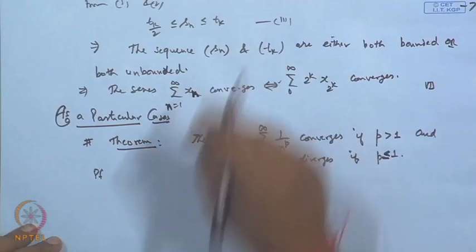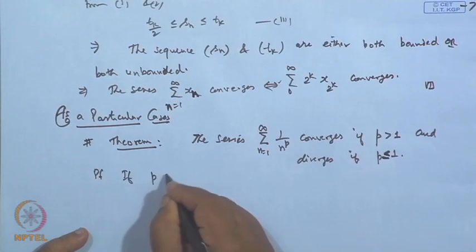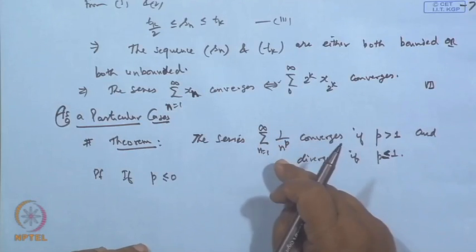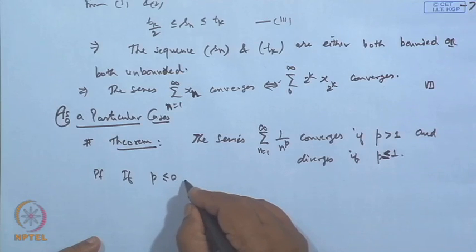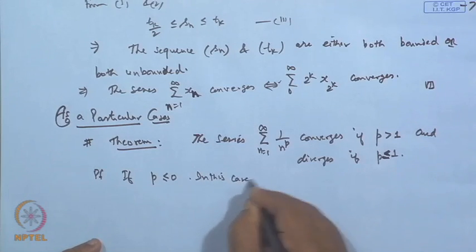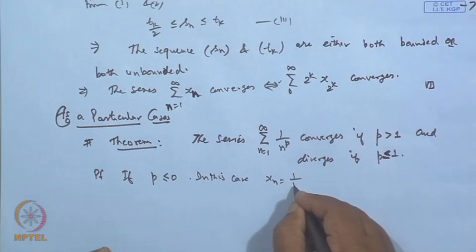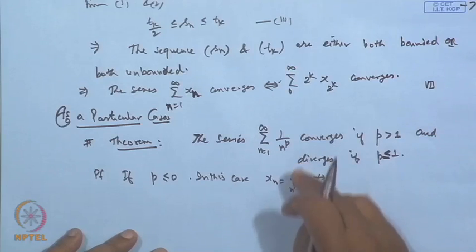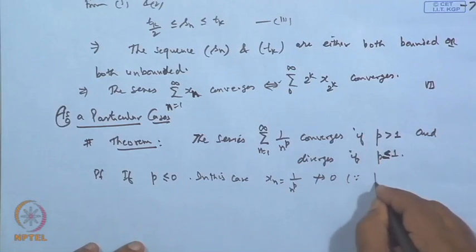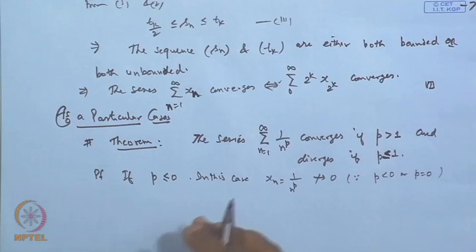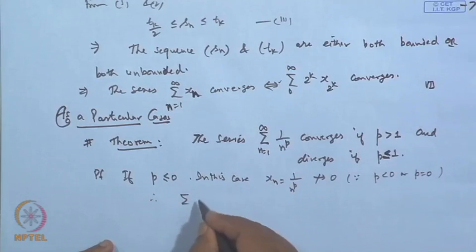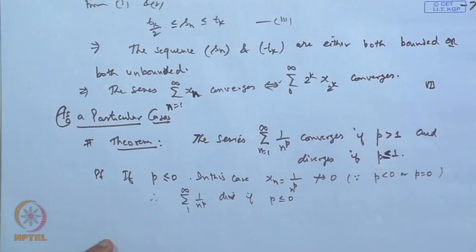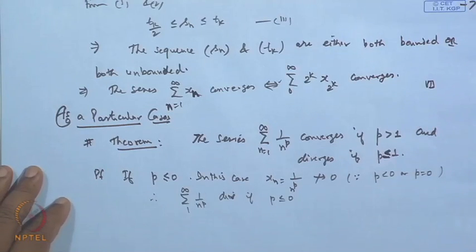Let us see the proof of this. It will follow from the previous results. Now, obviously, if p is less than or equal to 0, suppose p is 0, then what happens? Each term becomes 1, which means the nth term will not go to 0. So, in this case x n, which is 1 by n to the power p, will not go to 0, because when p is less than or equal to 0 this will not go to 0, it will diverge. So, the necessary condition is not satisfied. Therefore, the series sigma 1 by n to the power p diverges if p is less than or equal to 0.